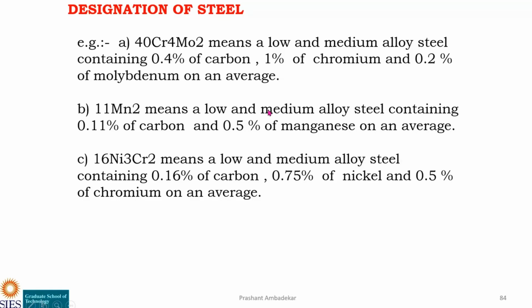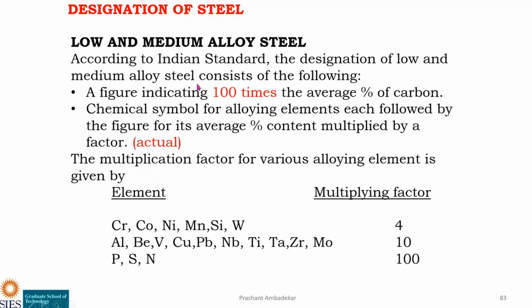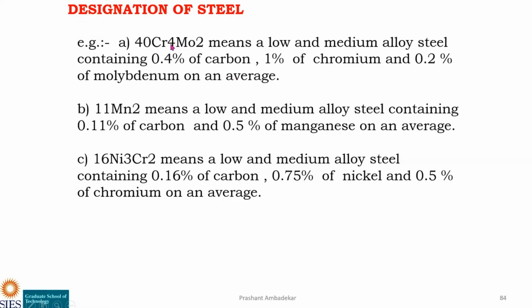So this low and medium alloy steel is put in the same category, and there is no line of distinction between the low and medium alloy steel. Generally, if it is low alloy steel, it is as good as plain carbon steel only. Some alloying elements are added just for the purpose of increasing a particular property. Now you can see here this Cr4 means a low and medium alloy steel containing 0.4% of carbon. Till here it is okay.